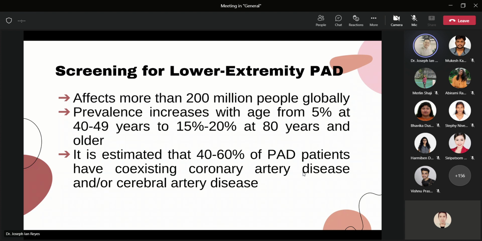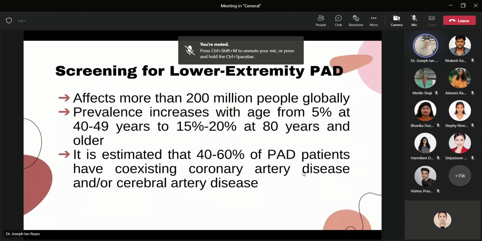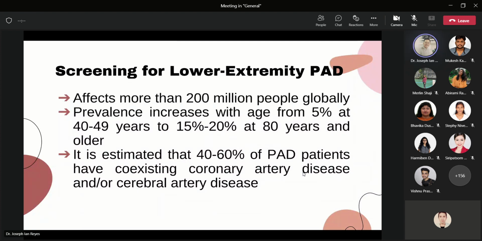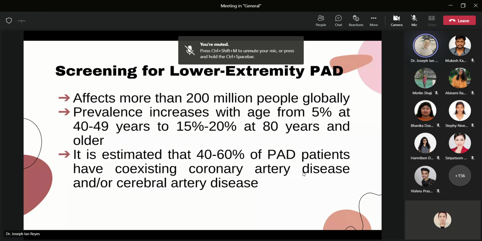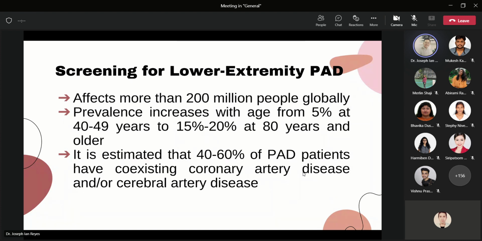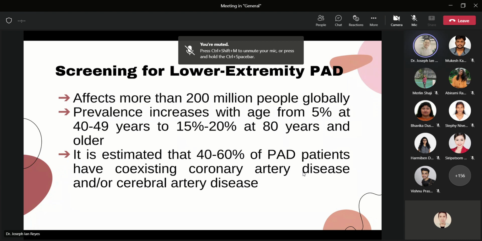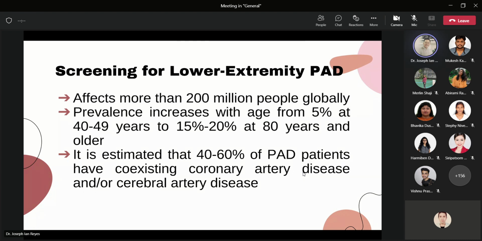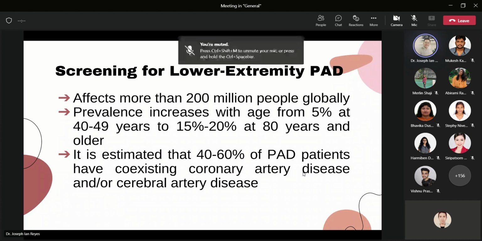Cardiovascular risk factors, particularly smoking and diabetes, would increase the risk for PAD. So an estimated 40% to 60% of PAD patients have coexisting coronary artery disease and/or cerebral artery disease. And the presence of PAD significantly increases the risk for cardiovascular events. So only a minority of PAD patients have classic claudication, and many are asymptomatic. So that's why we have to screen as early as we can.